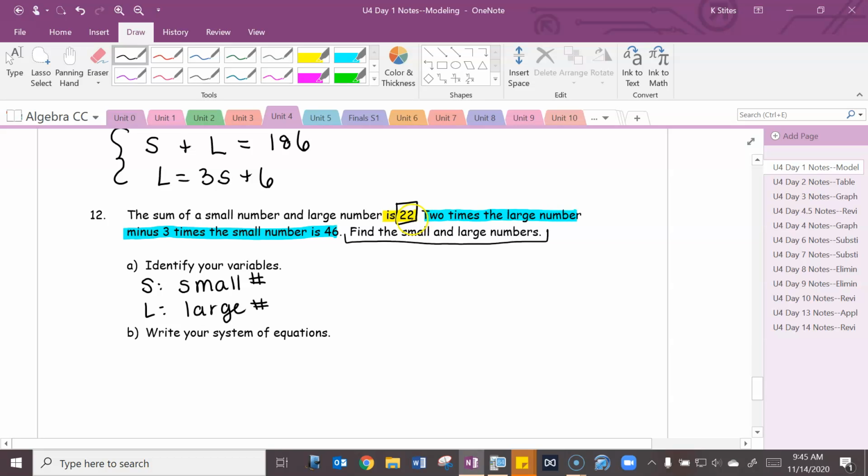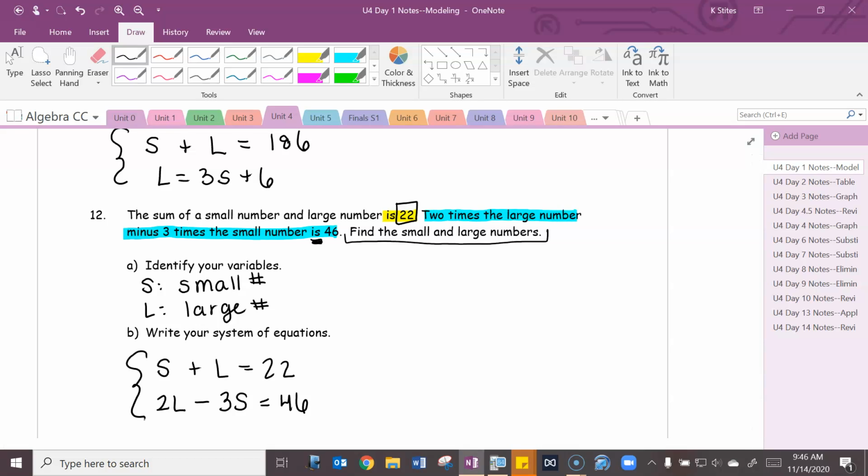For our system, again, 22 is your total, so we're just going to say S plus L equals 22. And then we can translate this blue sentence. 2 times the large number, that's 2L, minus, that means subtract, 3 times the small number, that's 3S, is, so that's where your equals goes, 46. And there you go. That is your system of equations. Have a great day.